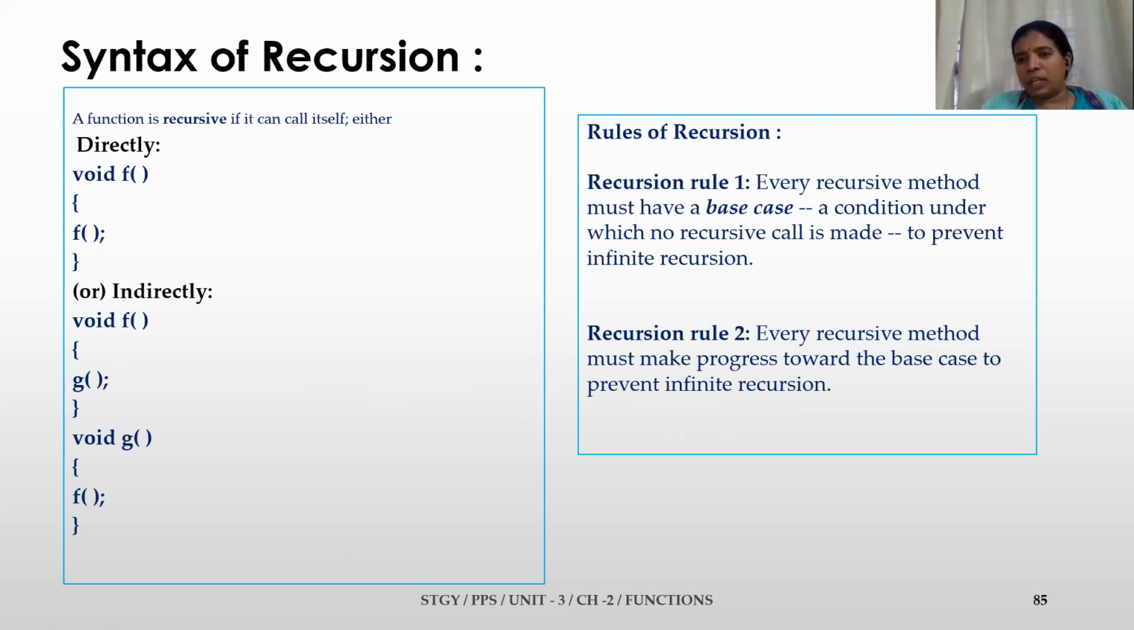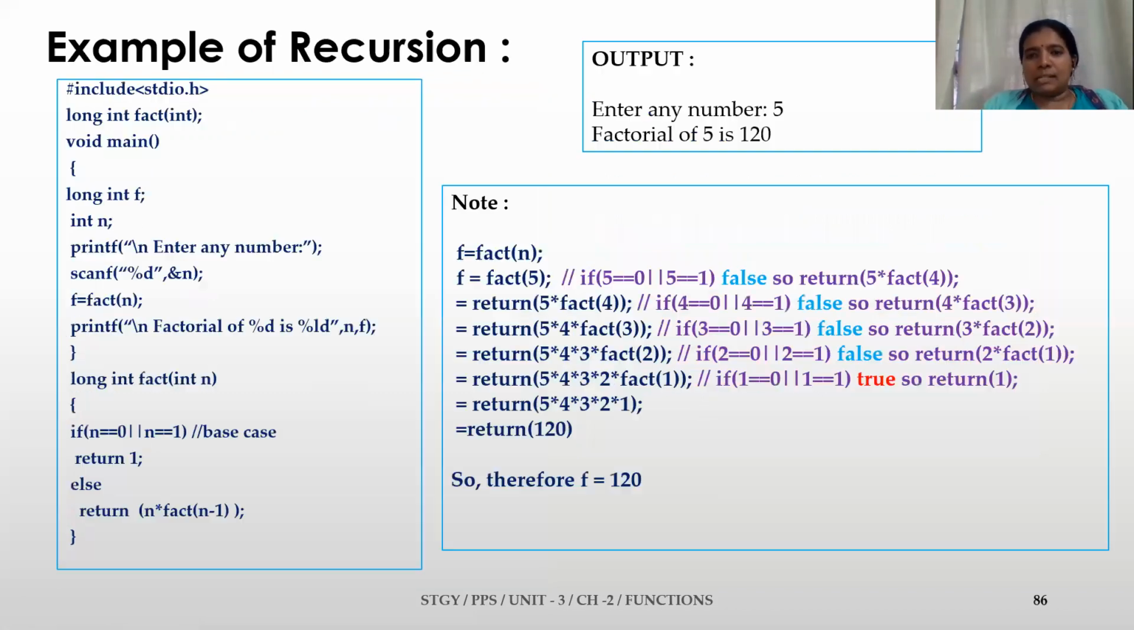There are a few rules for recursion. Recursion is an infinite process, so you have to have a base case that terminates the recursion after finite steps. The second one is every recursive method must make progress towards the base case, not towards the infinite case. Suppose my base case is n equal to 1, from 5 I have to come down to 1 each time. That does not mean from 5 I go to 6, 7, 8, 9, 10 before I meet the base case. Okay, so that's the second rule.